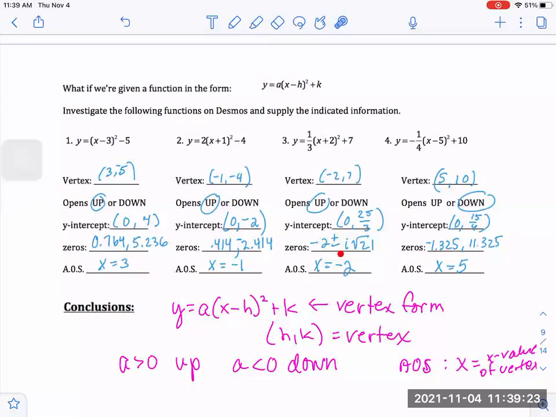Some of these zeros were not so pretty. Look at this. There were some imaginary zeros there. As far as your x-intercepts go, when there are imaginary zeros, what can be said? How many x-intercepts are there? Graph. None. None. Okay. Any questions?